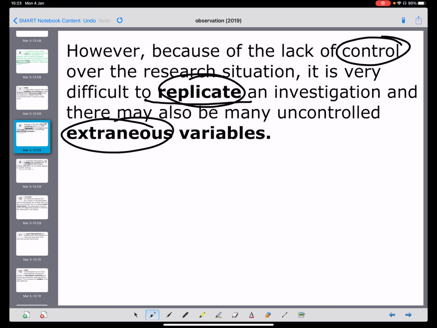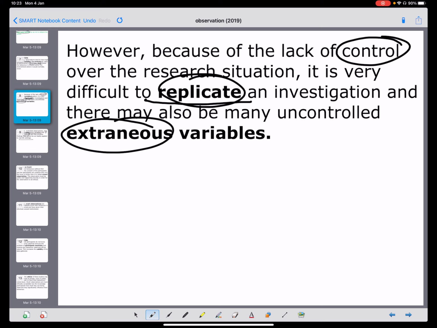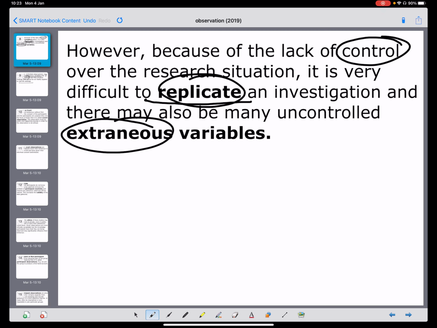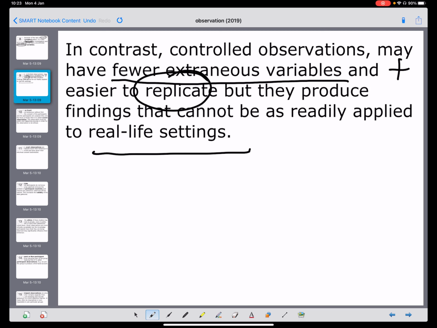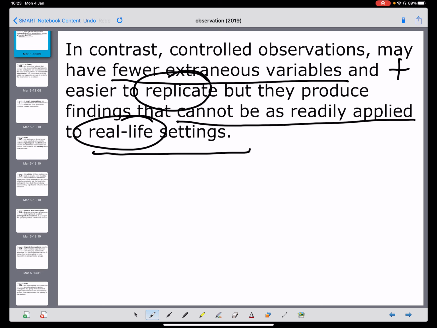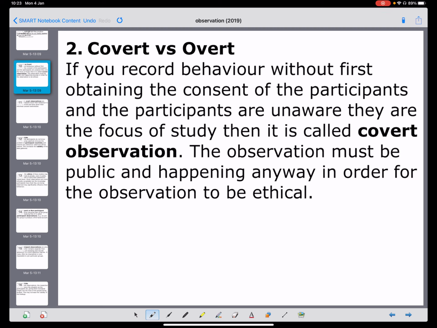And we see, like we did for work with experiments, what is a positive for one becomes a negative for another, and so forth and so on. So we see here, in contrast, a controlled observation is easy to replicate. However, it says here, it cannot be applied to real life settings. So this is a positive that we have fewer variables, but of course it's a negative that we can't. So that was your naturalistic versus controlled.